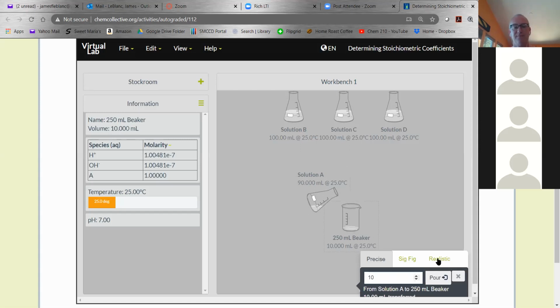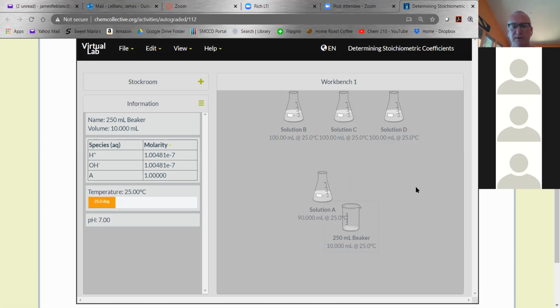If I put in realistic and click on pour, I basically just keep adding A until I stop. Right now, I want to know what my volumes are, so I'm going to be precise. So 10. And then to let me know that I've added A, I'm going to move A down at the bottom. So that lets me know I've added A already.